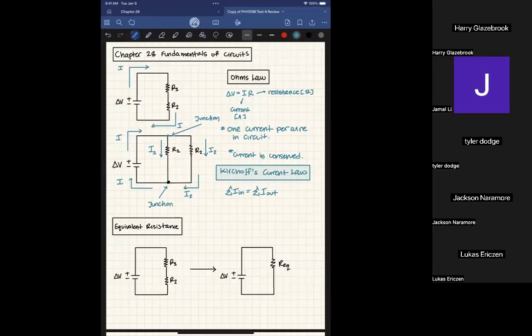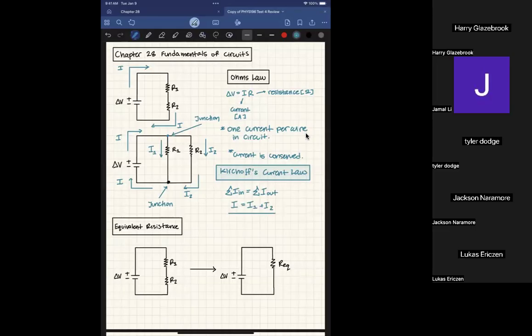And just as an example, if I wanted to use Kirchhoff's current law on this top junction, all I would say is all the currents flowing in is just I, and the sum of the currents flowing out is I1 plus I2. And so we're going to use those type of relationships to solve for the current in a circuit.